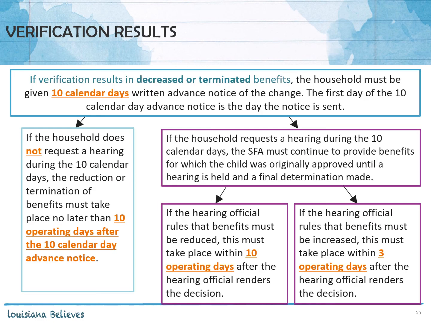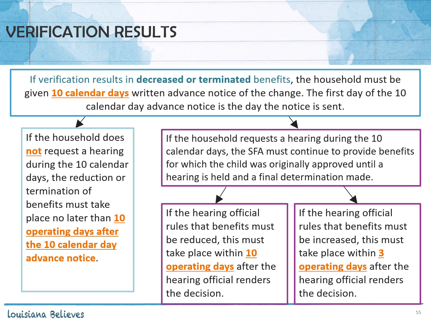Here's an overview of the verification results timeline. If verification results in decreased or terminated benefits, the household must be given 10 calendar days written advance notice of the change. The first day of the 10 calendar day advance notice is the day the notice is sent. If the household does not request a hearing during the 10 calendar days, the reduction or termination of benefits must take place no later than 10 operating days after the 10 calendar day advance notice.